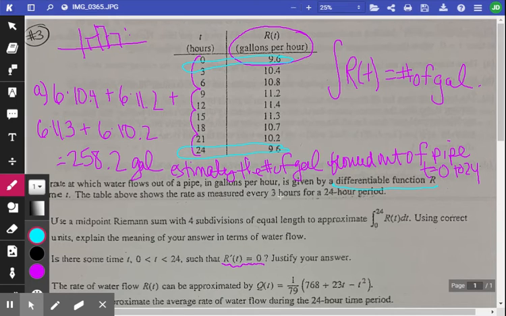If it didn't tell me that r was differentiable, then I wouldn't be able to say that. So when it says justify your answer, I'm going to have to say, because r is differentiable and because r of 0 equals r of 24, there must exist some value such that the derivative is 0, or you could just say by Rolle's theorem, r prime will be 0 somewhere on that interval.